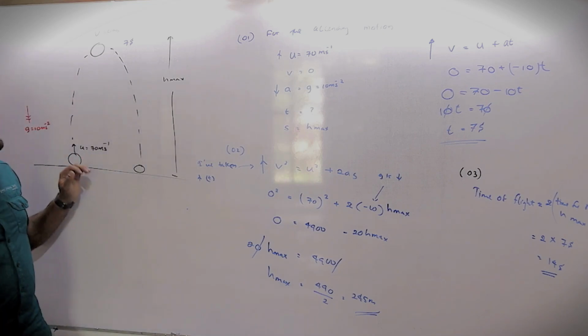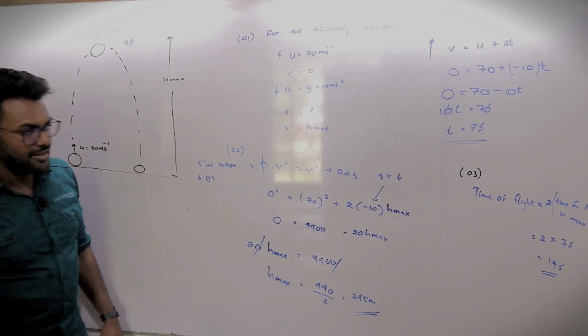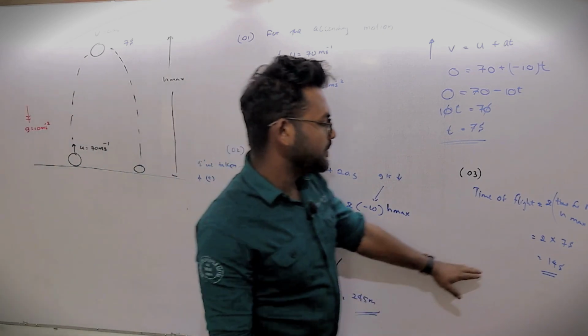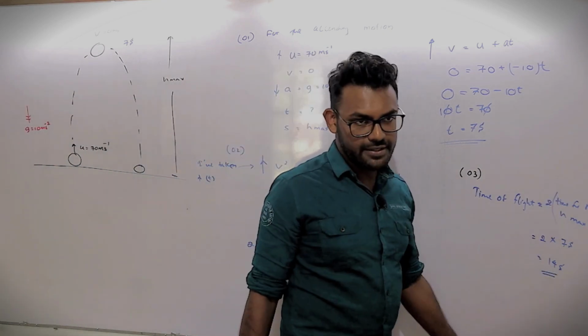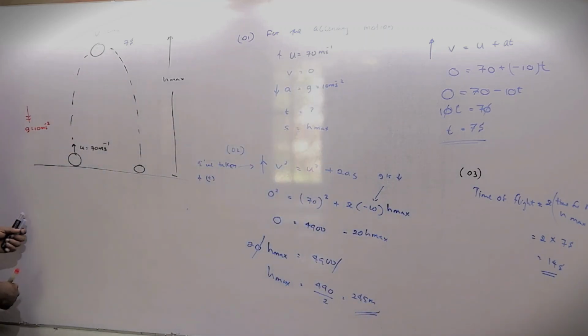First we need to find out the time taken for the h max. Right? And thereafter you found it to be twice of it. There's another method that we can use.